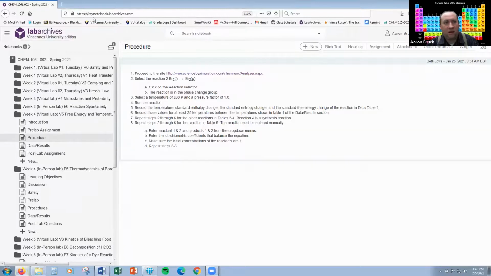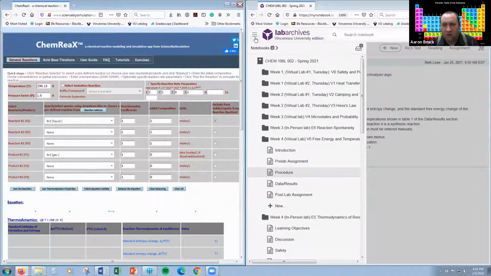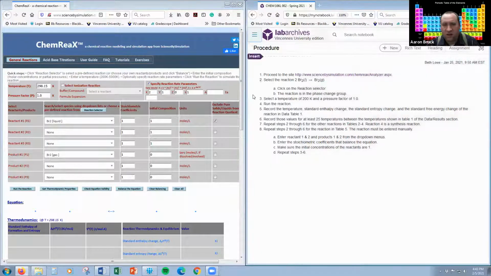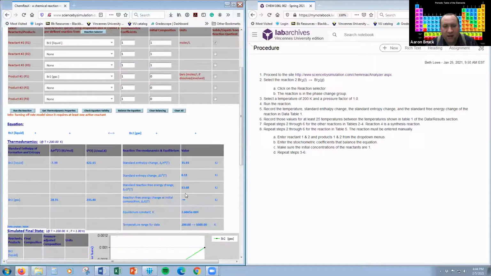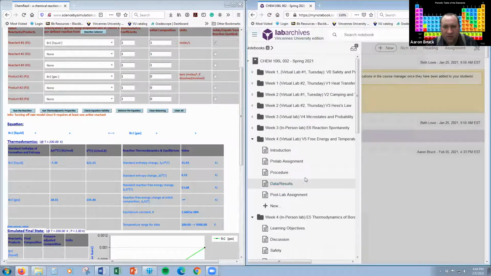And then what this is going to do, and so again, I'm going to advocate doing a split screen kind of model here. What this is going to do is I want to set my parameters. So I'm going to start at 200 Kelvin, pressure factor of 1, and I'm going to hit run reaction. It takes a couple of seconds for the simulator to do the analysis, but it'll spit out 3 data points for us. And those data points are going to be what we record here in the data and results section.